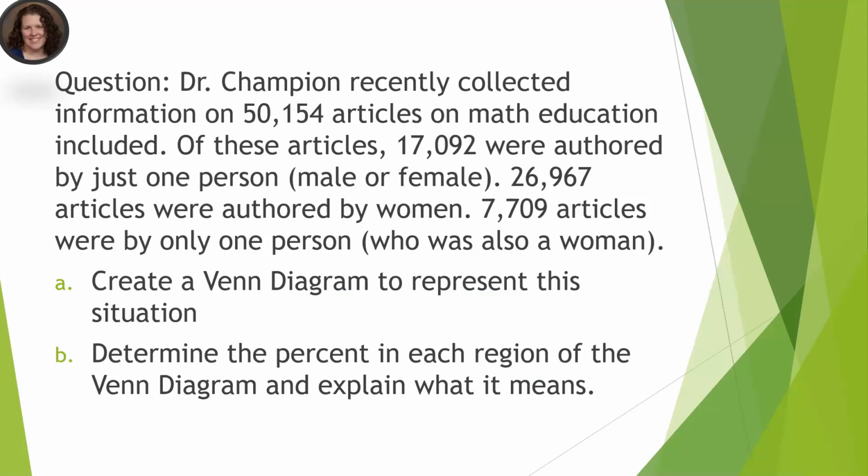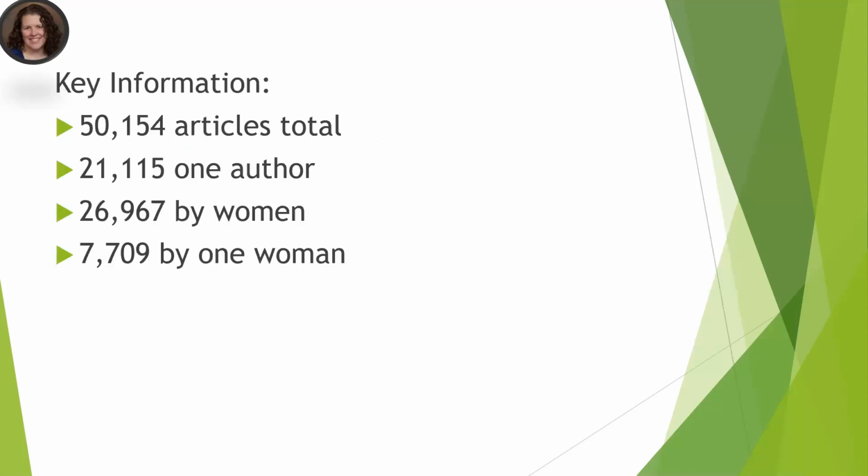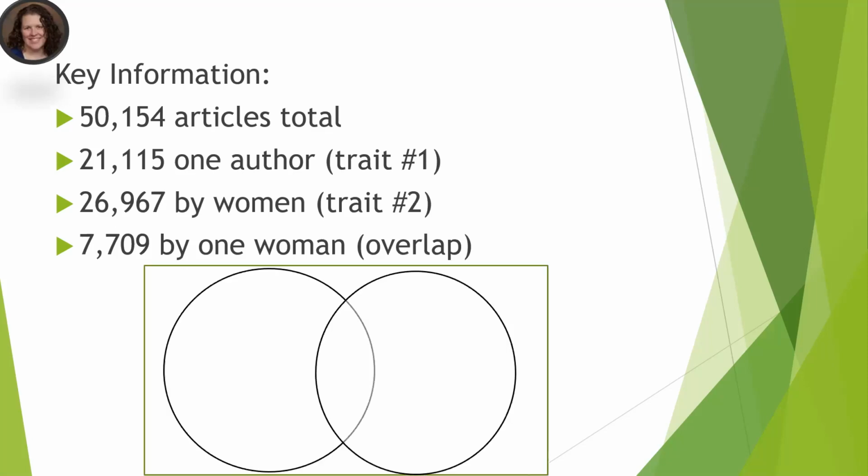So here's our question again. We're going to pull out the key information. So the key info is the total number of articles, the articles by one author, the articles by women, and then the shared trait, articles by one author who is a woman. So there's our trait 1, trait 2, and the overlap. So now I'm going to draw my diagram. Notice that because I have two traits, I'm going to have two circles.